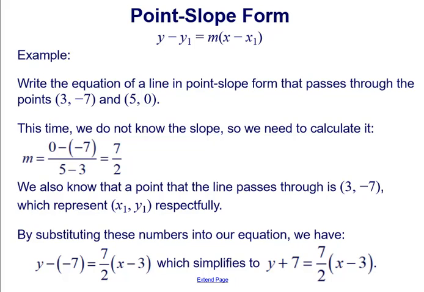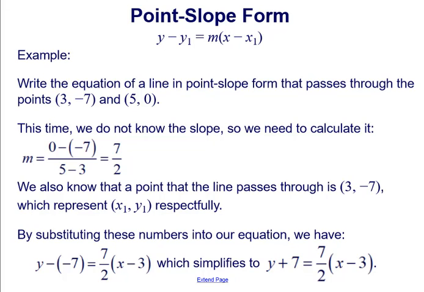Now let's look at the other type of example where instead of being given the slope and a point, you're given 2 points. This example reads, write the equation of a line in point-slope form that passes through the points 3, -7, and 5, 0. Remember, in order to write your equation in point-slope form, you need to know the slope and a point on the line. Here we know 2 points on the line, but we don't know the slope this time, so we need to calculate it.